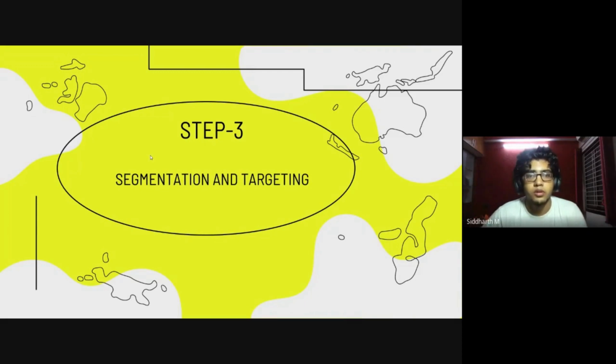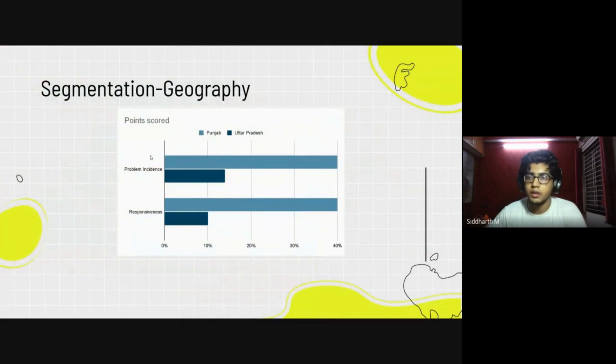Okay, so moving on to step three, which is segmentation and targeting. I'll be talking about the segmentation. For segmentation, we've considered two variables. The first variable is geography. We've considered two different segments, Punjab and Uttar Pradesh, and both have been evaluated using Anderson's 9 criteria. Over here, we've just shown the numerical data that was available in the form of a bar graph. Based on the problem incidence, the problem severity, and the general responsiveness of the people towards this issue, we felt that Punjab was the better choice for geographic segmentation.